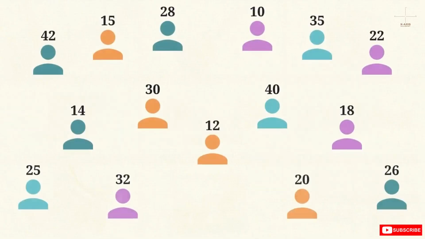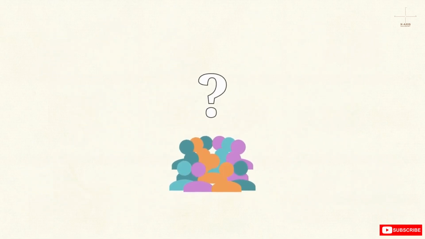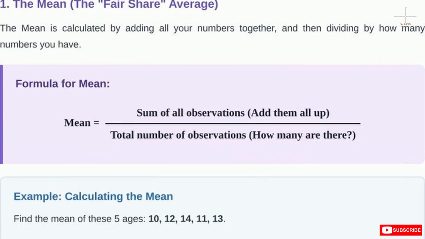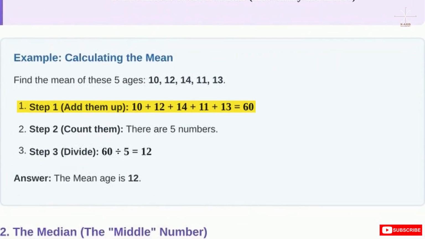When someone asks for the average score, they are asking for a single number that can represent an entire group. The most common type of average is the mean. You calculate the mean by finding the sum of all observations and dividing that total by how many there are. Let's apply this to 5 ages. Add them together to get 60. Divide by 5 items, giving a final mean of 12.